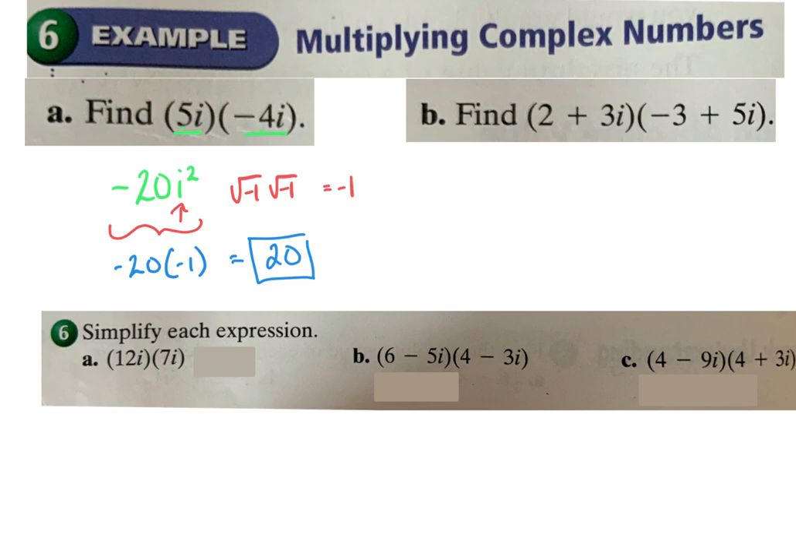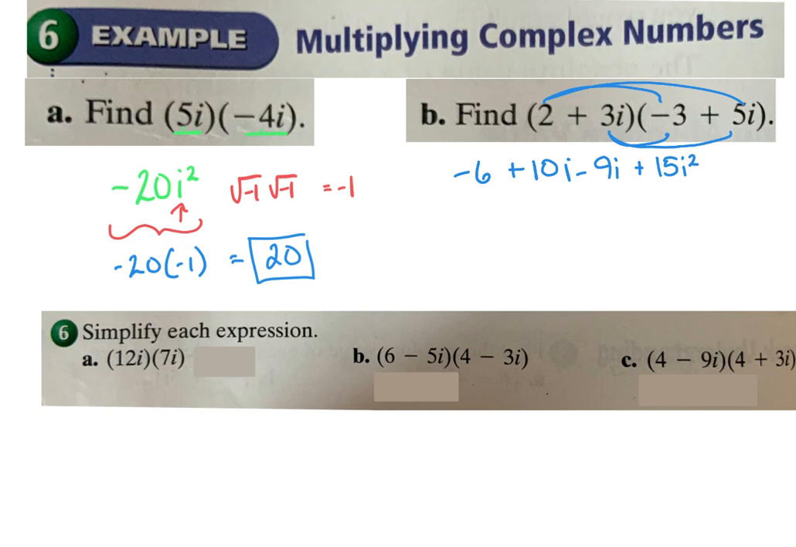We're going to do foiling the same way. We're just going to simplify at the end. All right? So we're going to say 2 times negative 3. 2 times 5i. 3i times negative 3. And 3i times 5i. Okay? So far, so good?